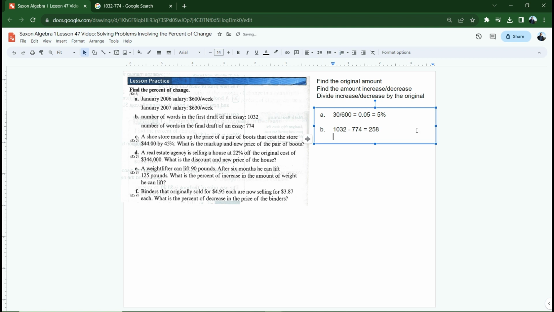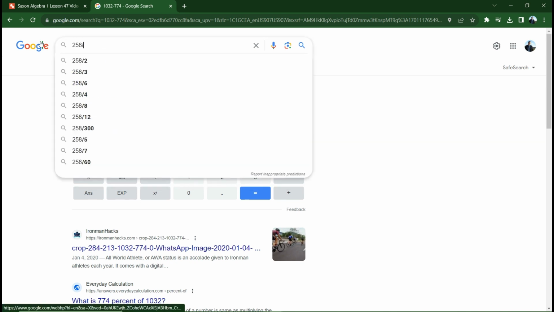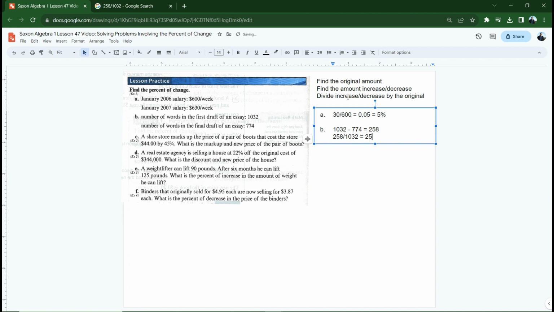And now I need to take that difference, 258, divided by the original amount, 1032. 258 divided by 1032 gives me 0.25, or 25%. So this is a 25% change. Now, hey, I forgot to do something at the beginning. I need to say that this is a 5% increase. The second one is a 25% decrease because the amount is going down. That last word is important because sometimes the number goes up, sometimes the number goes down.